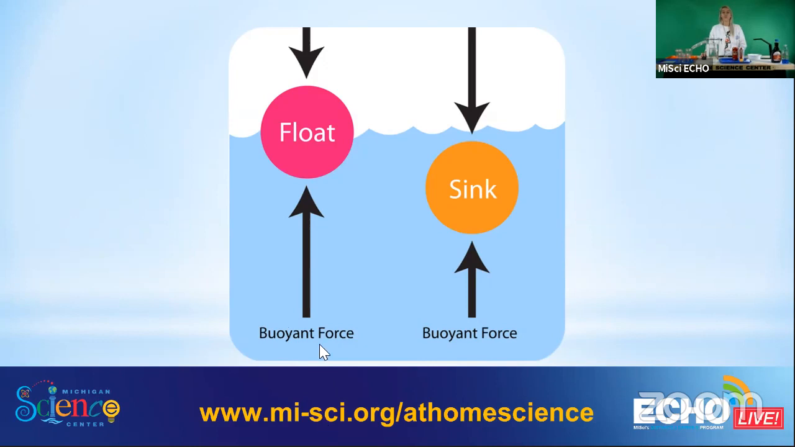So buoyant force is pushing up on our object that we're either causing to sink or float, and the force of gravity is pulling down on the object. So if the force down on the object is greater, this could be because of that object's density or its weight, which is really dependent on what that material is made out of. If the downward force of gravity is greater than the buoyant force, that object will sink. But if the buoyant force, the force upward, is greater, that object will float on water.